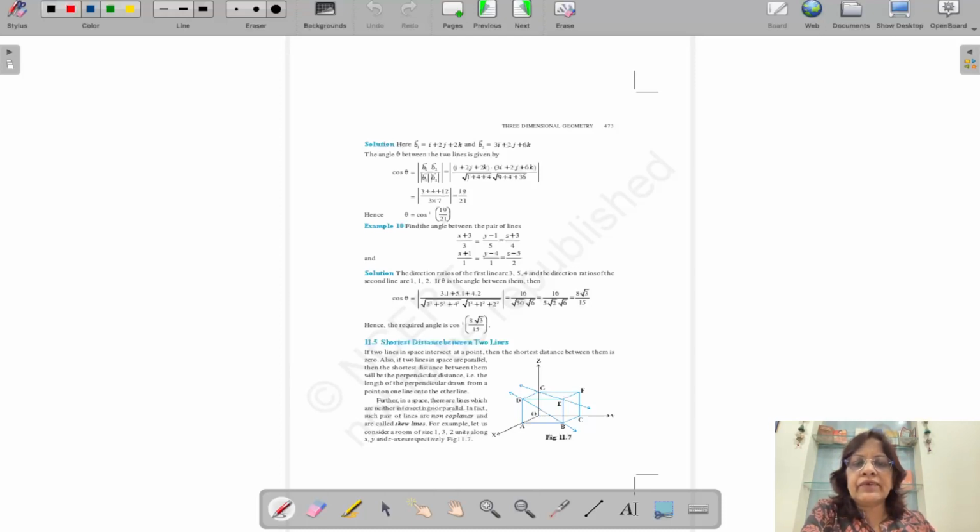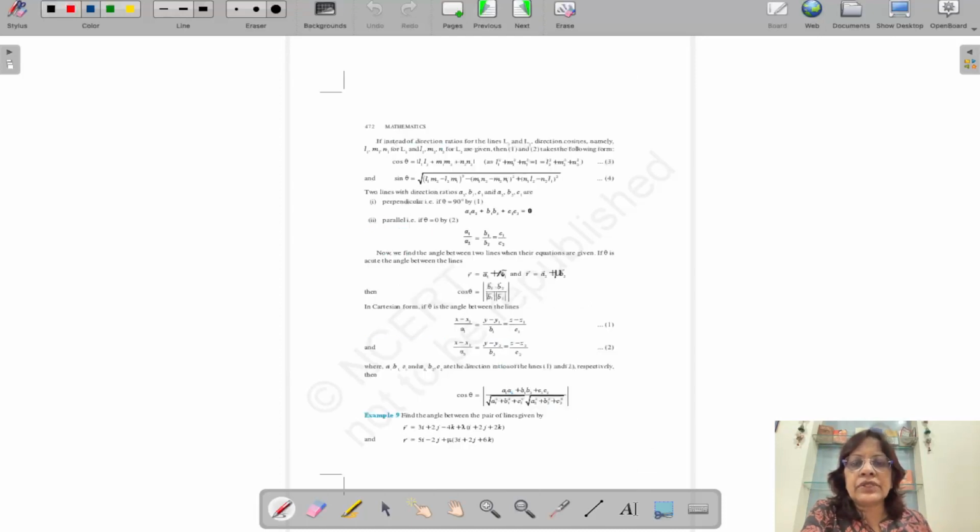What is the condition when two lines are parallel? That we did. And how to change from Cartesian to vector form. So all these things we discussed in the previous video. Now in this video we have the topic of shortest distance, which is also there in your course. Shortest distance between two lines.